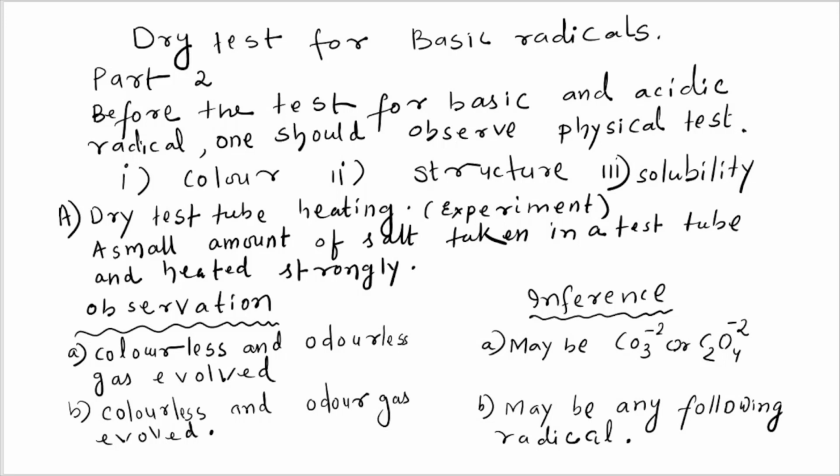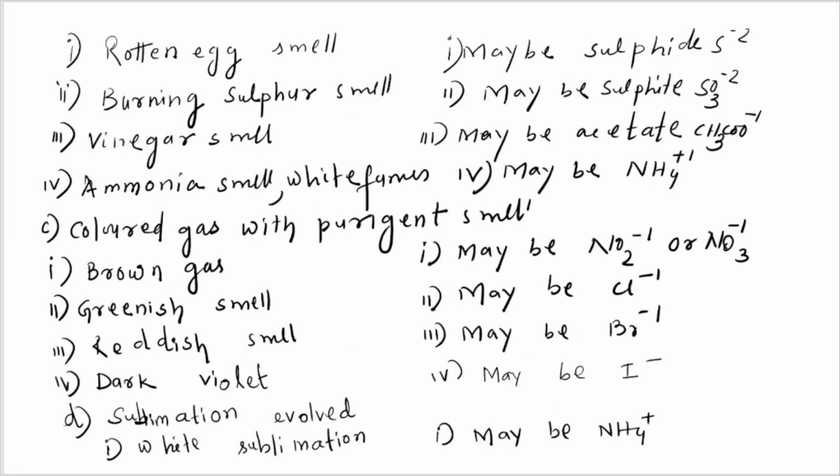C2O4 minus 2 means oxalate. CO3 minus 2 means carbonate, where the minus 2 means negative charge is there. Colorless and odor gas. Odor means smell. Colorless means white color, odorless gas, and odor gas means gas having smell evolves. Then maybe any following radical. There are so many radicals that on heating give colorless and odor gas.